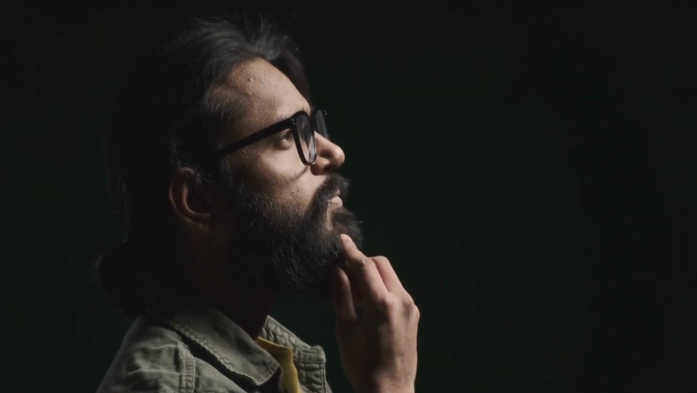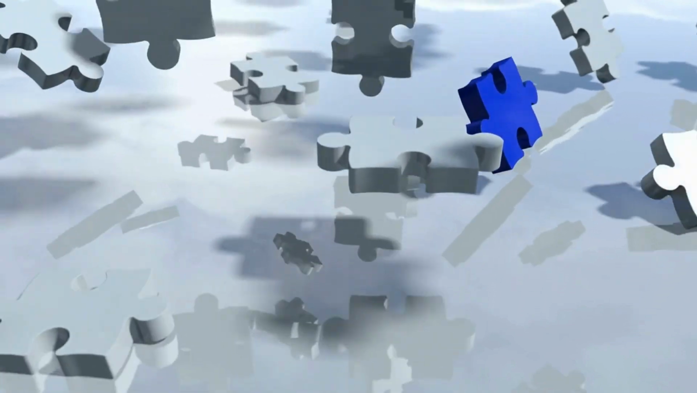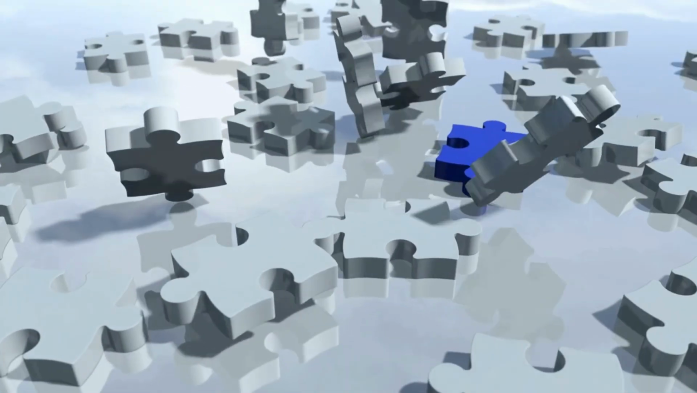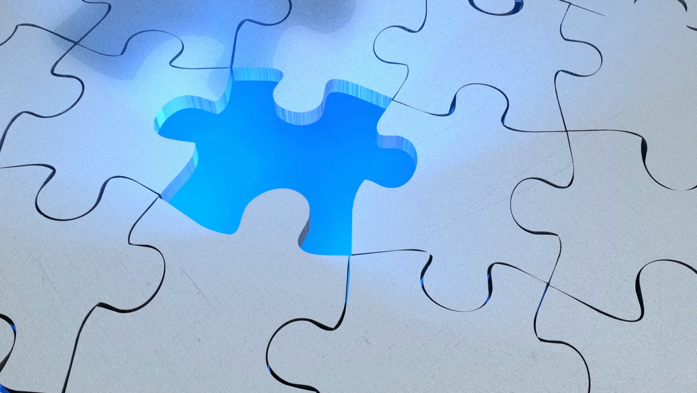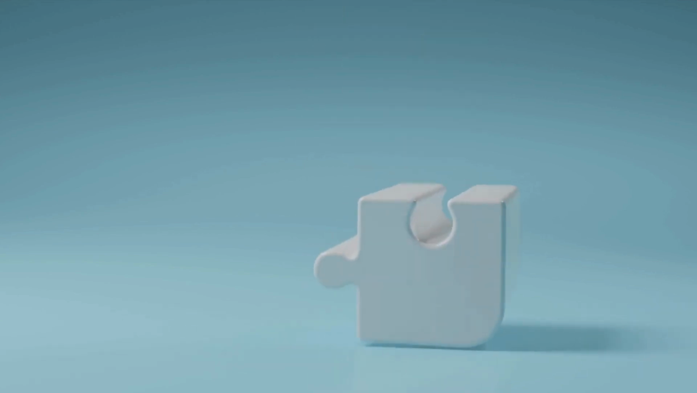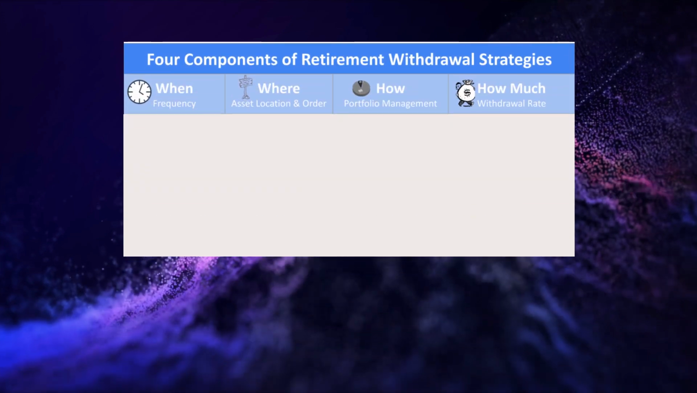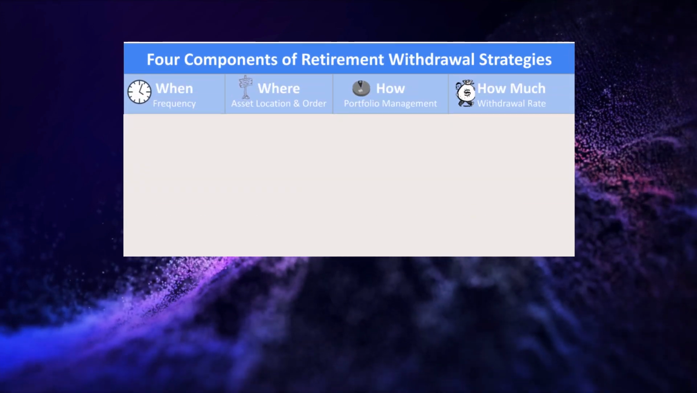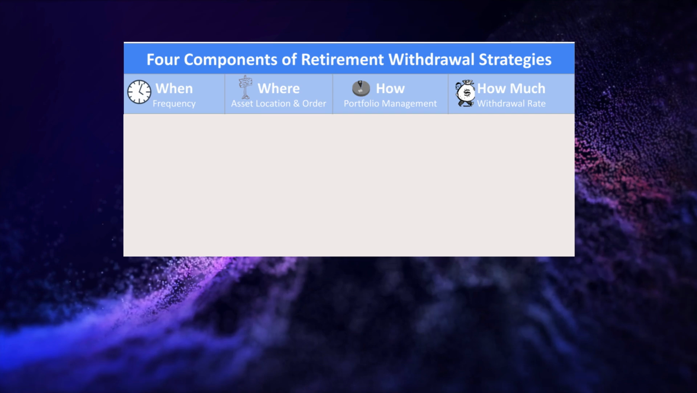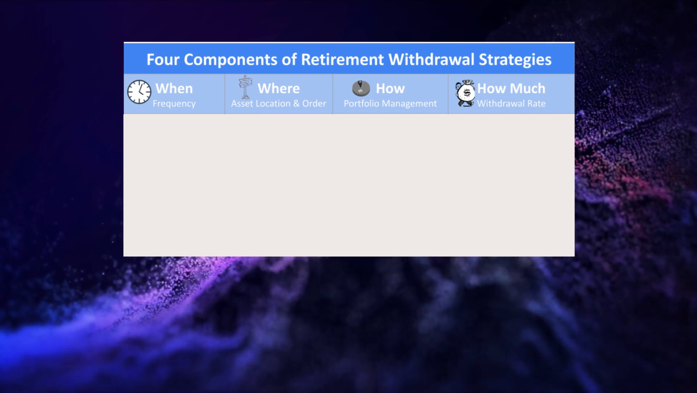Today, I want to clear up this confusion. We're going to break down the 4 different components of retirement withdrawal strategies, so you can better understand how to combine these elements to meet your income needs. So, what are the key components of a retirement withdrawal strategy? There are 4 main components: when, where, how, and how much. Each of these represents a separate decision point.